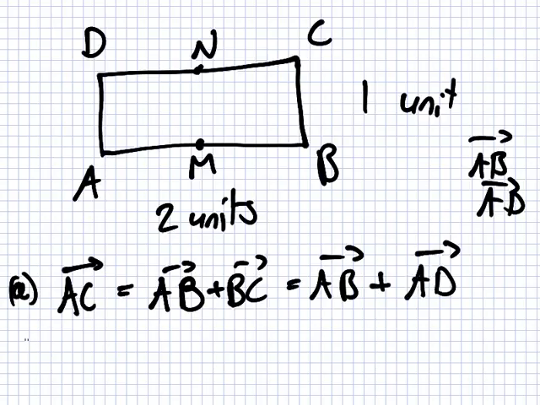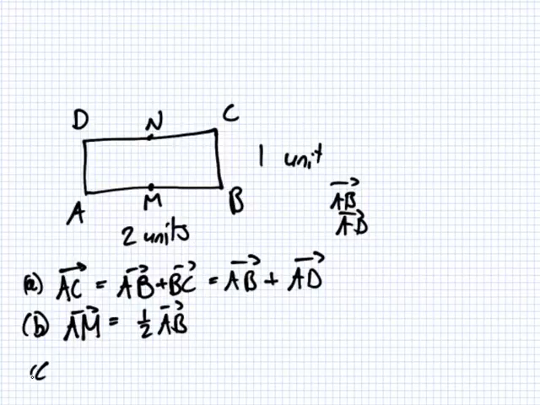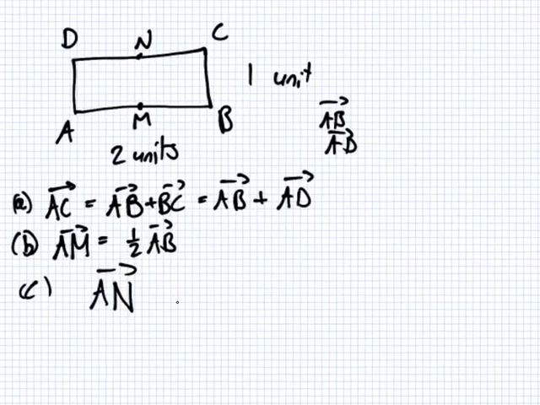Okay, now I'm going to give you your first one to try. Part B here. Well, no, this is an easy one. AM. Right, AM. It's just a half AB. Okay. Now, next one. AN. AD plus a half DC, which is the same as a half AB.